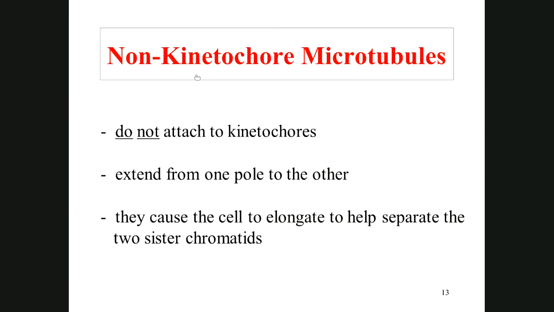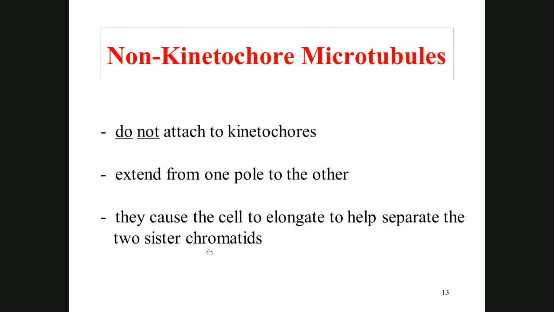Non-kinetochore microtubules do not attach to kinetochores. That's why they're called non-kinetochore. They extend from one pole to the other, the poles being the opposite sides where the asters are and the centrioles are. Now here's what they do. They cause the cell to elongate to help separate the two sisters.